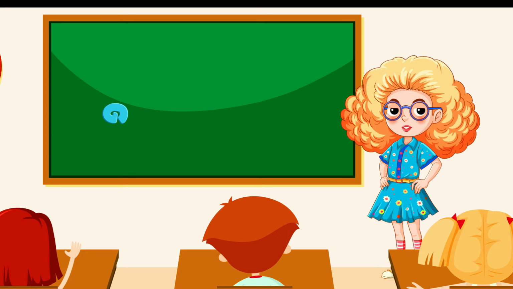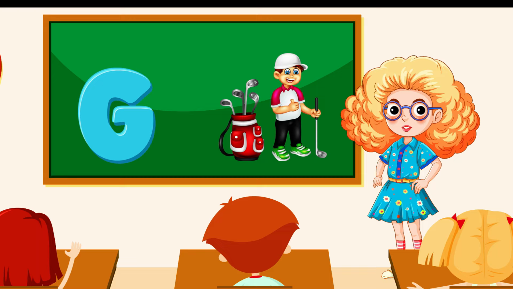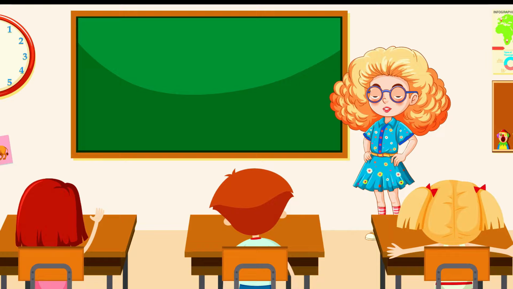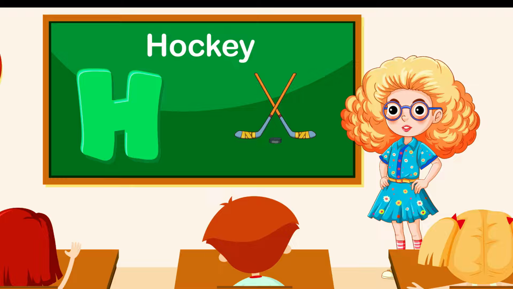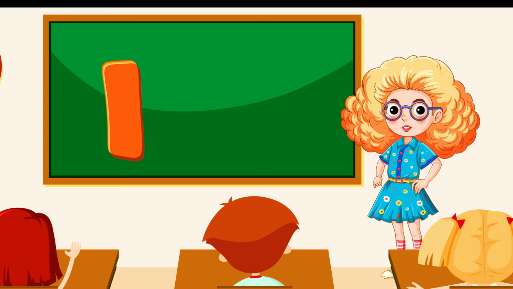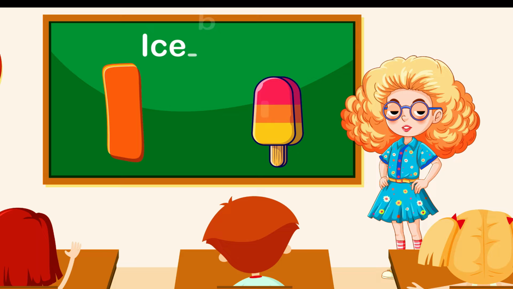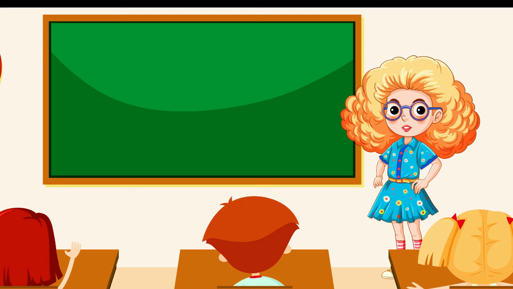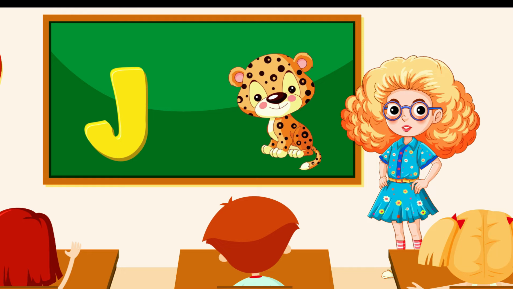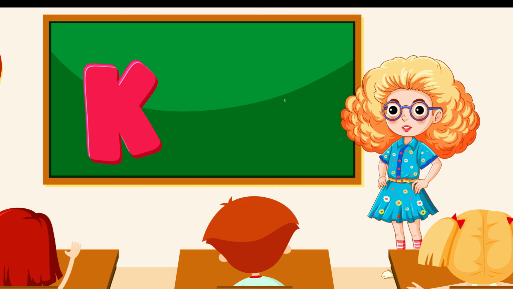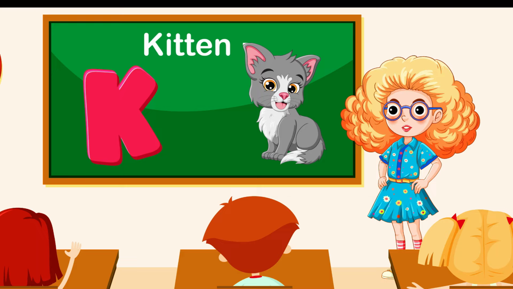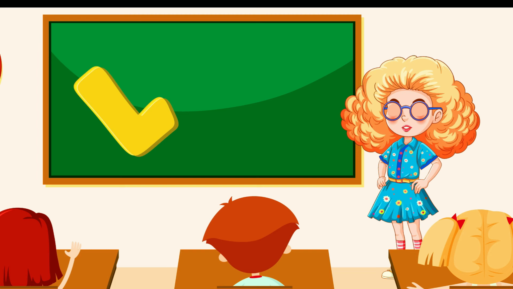G, golfer. Golfer. H, hockey. Hockey. I, ice pop. Ice pop. J, jaguar. Jaguar. K, kitten. Kitten. L, locket. Locket.